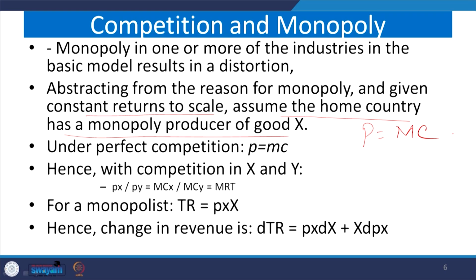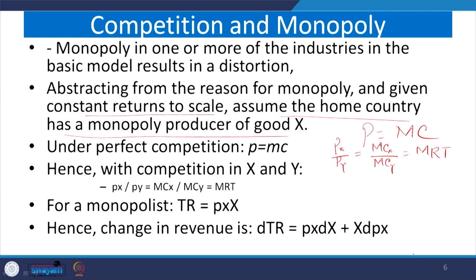If it is a perfectly competitive market, we know that the equilibrium exists where Px by Py is equal to the marginal cost of one industry over the marginal cost of another firm, and that should be equal to the MRT, which we have discussed several times.